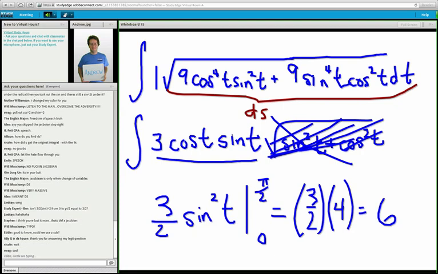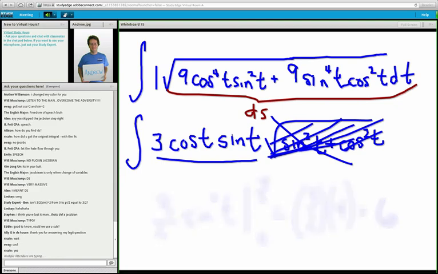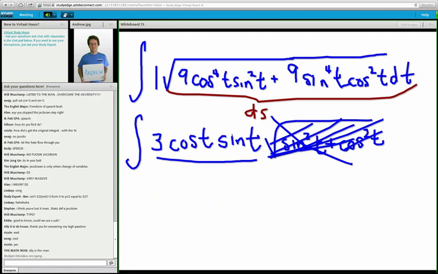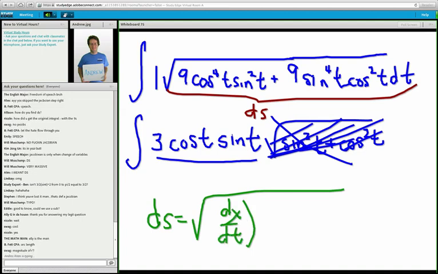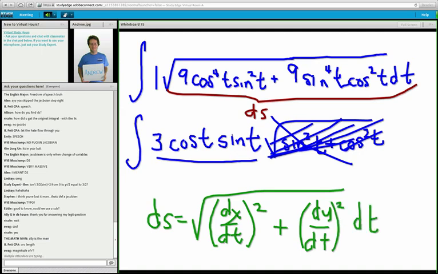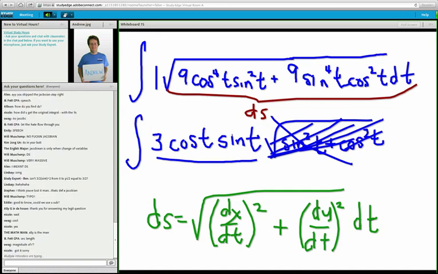How'd you get the integral with the 9s? What 9s? Oh, how do I find ds? Okay, how do I find ds? I'm going to write this down. Just how do I find ds? ds. I feel like this is in my packet. Is this in my packet? Did I put this in my packet?